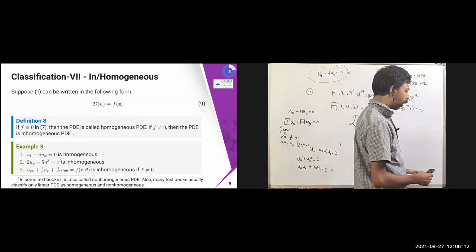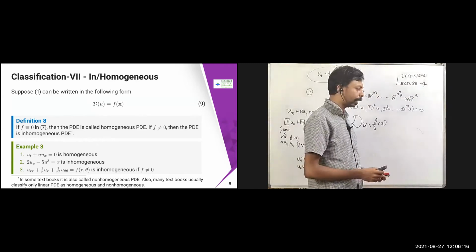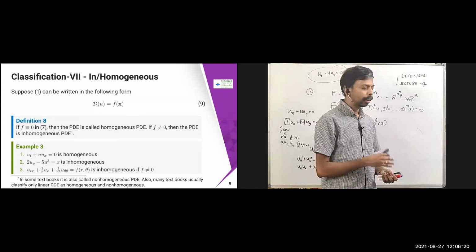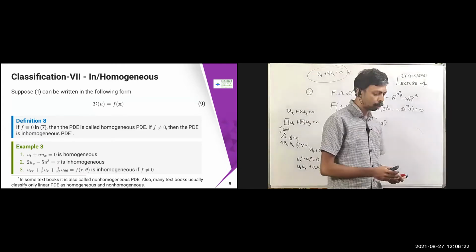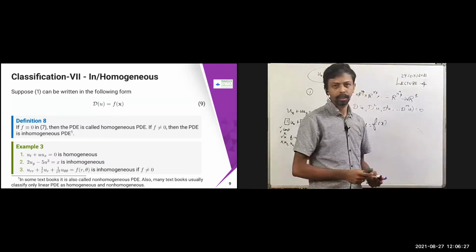So next one, homogeneous and inhomogeneous. In that case, we are saying Du is equal to f(x). If the f(x) is identically 0, then we say it is a homogeneous PDE. Otherwise, we say it is an inhomogeneous PDE.